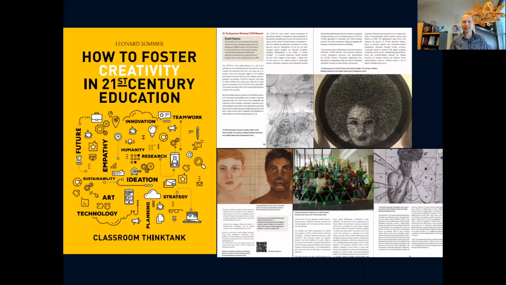So recently, a wonderful collection has appeared. It's a collection by Leonard Sommer. He collected almost 100 practices of creative education around the world. This is the title of his book, How to Foster Creativity in 21st Century Education. And as you can see, there are several images which are combining art and mathematics in a very special way.